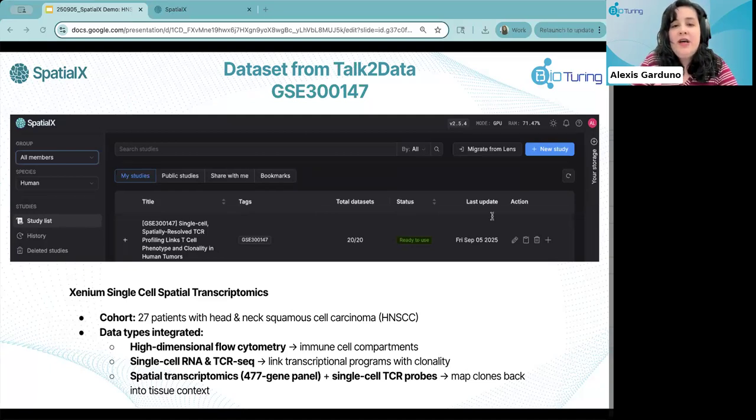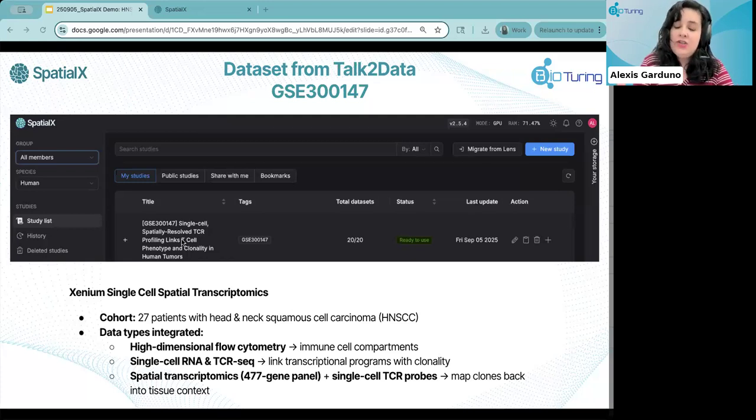Okay, so some details on the study that we'll be using. This study is particularly looking at TCR profiling within T cell phenotypes and clonality in human tumors. This specific study used an integrated multimodal approach. They had flow cytometry data, single cell RNA-seq data with TCR sequencing profiling to look at the clonality, and also spatial single cell transcriptomics images that were able to look at TCR probes within the tissue architecture.